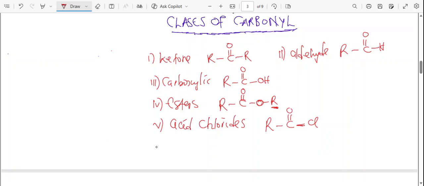Then the last thing that I can give you is the other type of carbonyl, which we call amides. With amides we also see a carbon bonded to oxygen like that. Then there's the amide group, which is NH2. So these are what we call carbonyl classes. All these are carbonyl classes. I hope that makes it clear.